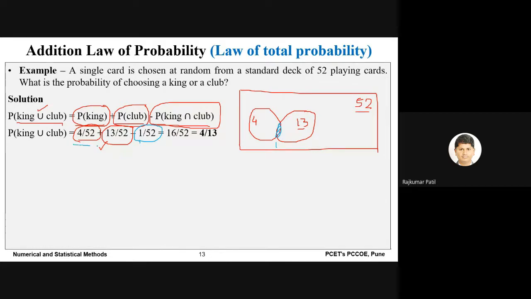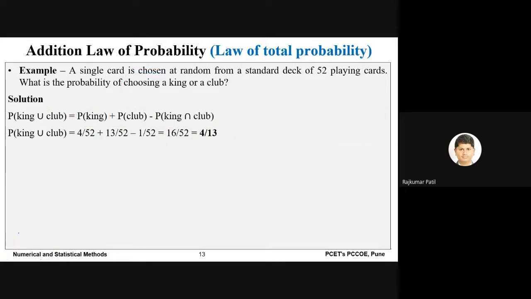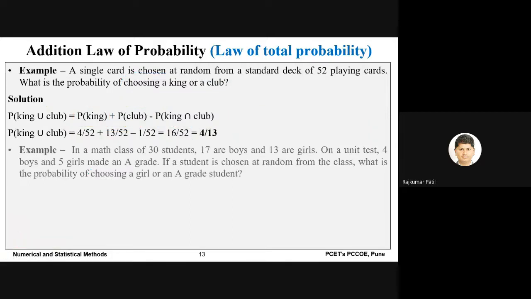So when you take the sum of all these 3 probabilities and simplify, upon simplification you will get the answer as 4 by 13. And that's why I'm saying this is the typical example of non-mutually exclusive events, because in this case there is an overlapping area, and we graphically also understood how to solve such type of problem. We will take one more example.